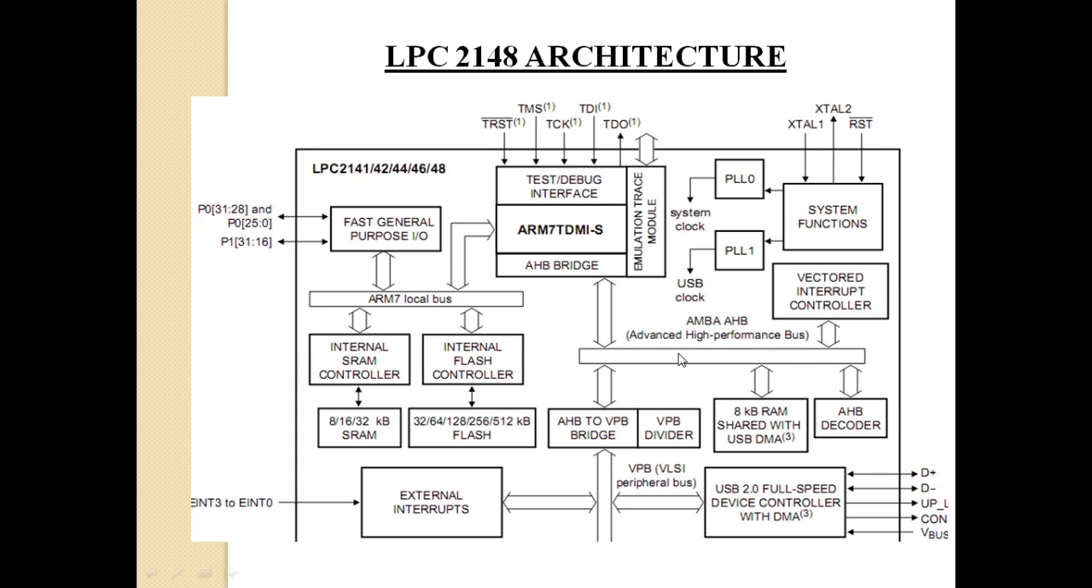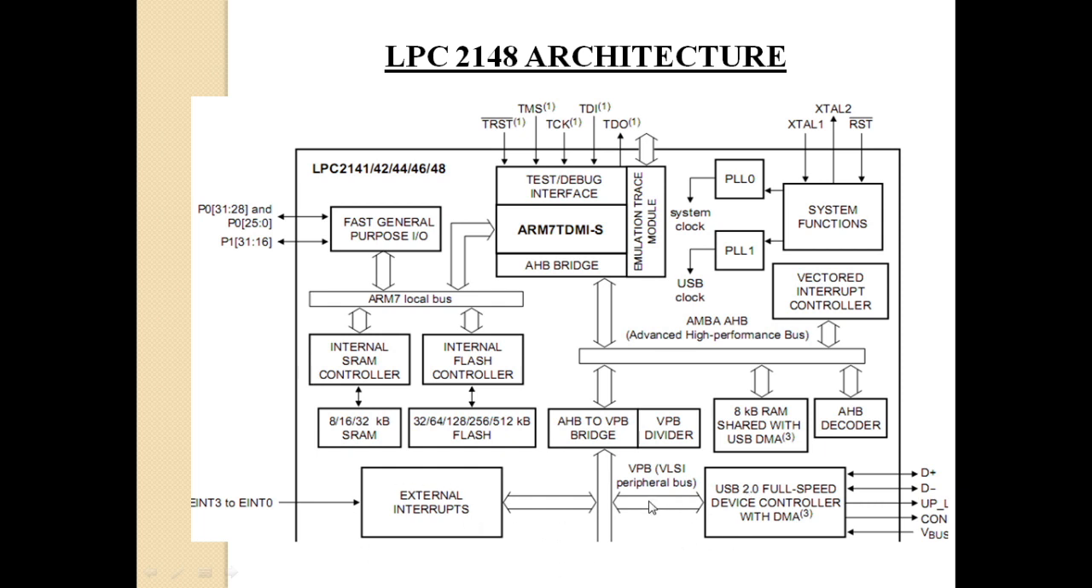The Advanced High-performance Bus is used for connecting the advanced peripherals such as USB, DMA, and the vectored interrupt controller, which is used for handling all the interrupts. What an interrupt controller means, we will see later when we deal with interrupts. Let us take the DMA controller and the vectored interrupt controller as the high performance devices. They are connected to the advanced high performance bus. And the peripherals such as ADC, external interrupt, timer, etc.